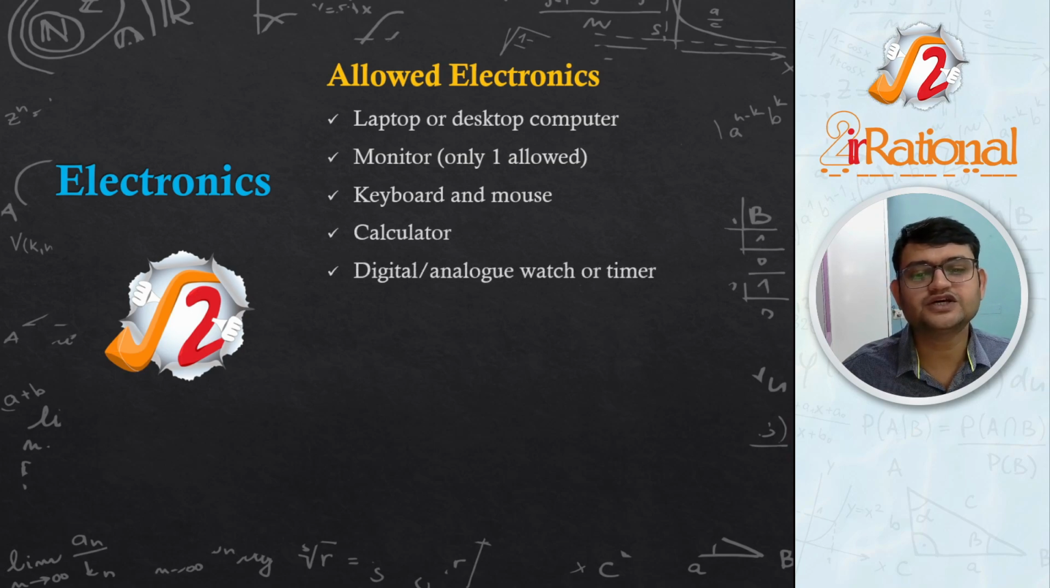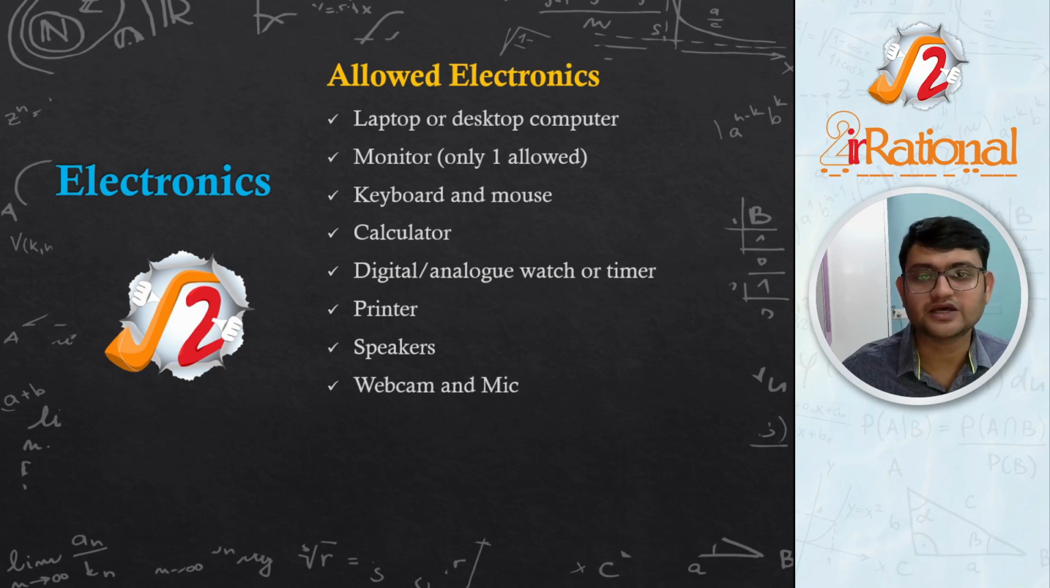You can have a digital or analog watch or timer. When I say digital watch, smart watches will not be allowed. It should be digital, that is not a smart watch. You can have a printer for printing out your examination paper. Now, you should have speakers, webcam and mic. Usually in a laptop, speakers, webcam and mic are already present, but if you have a desktop computer, you have to make sure that you have a speaker, webcam and mic.